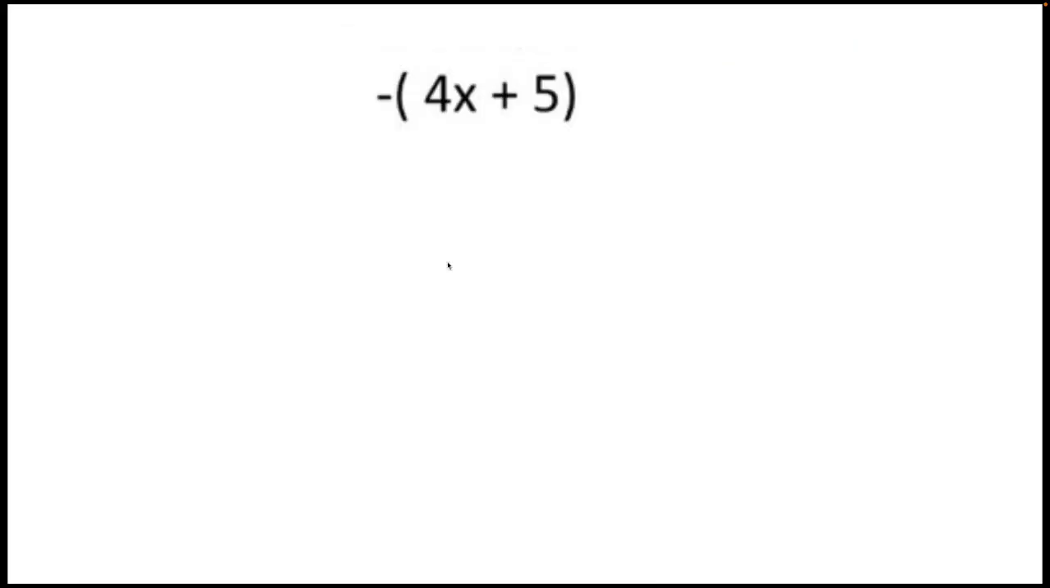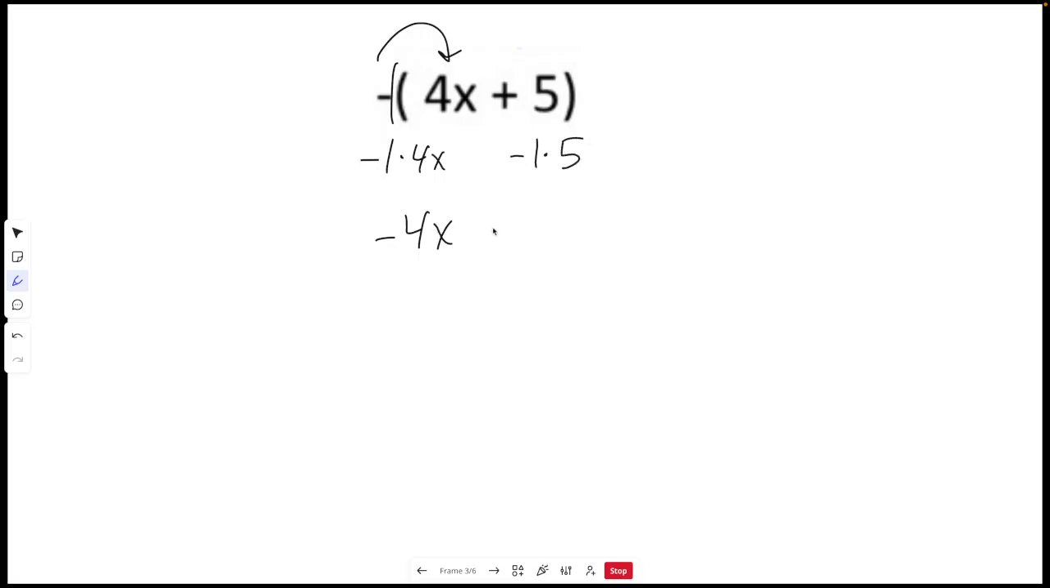Now here, there's no number out in the front, but there is actually an invisible negative 1. Okay? So, same idea, distribute this negative 1 times 4x, which is negative 4x. And then we distribute negative 1 times positive 5, which is now negative 5. So this is the final answer, negative 4x minus 5.